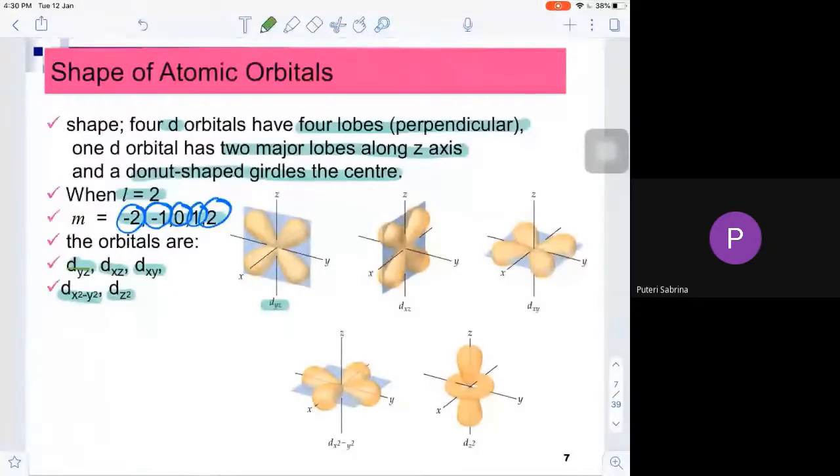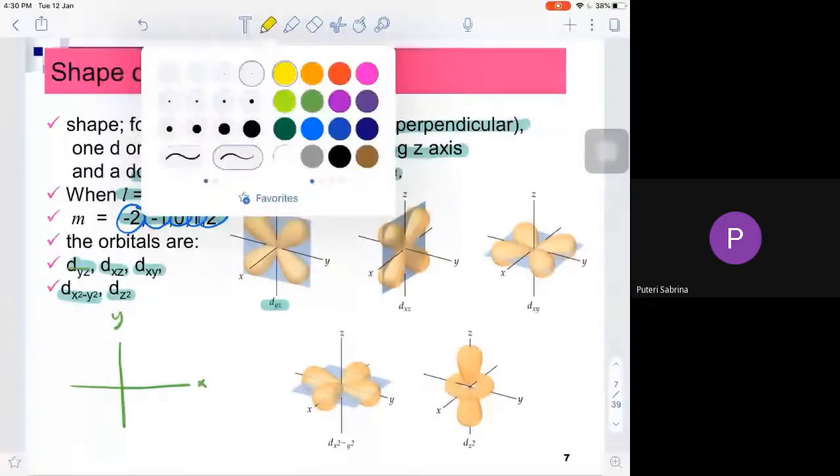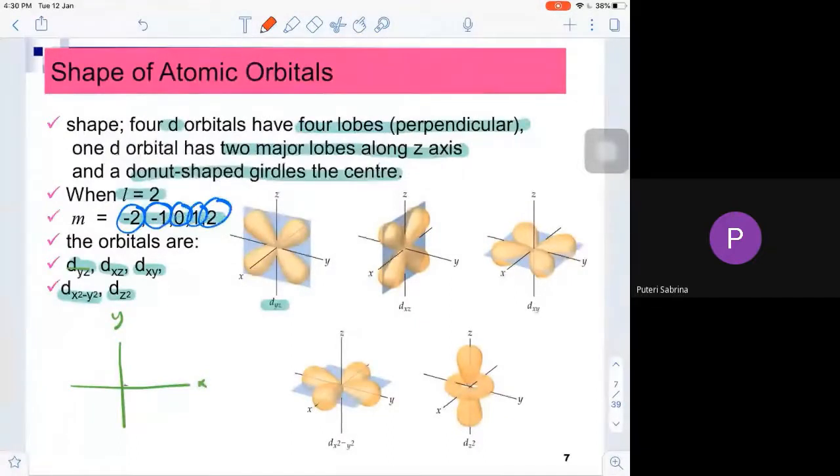If I try to draw on my own, to differentiate, let's say this is the x-axis, this is the y-axis. I want to draw the dxy, so the lobes are between these axes. Their shape and also size should be the same. Since the lobes are between these two axes, we know that this is actually the xy orbital.